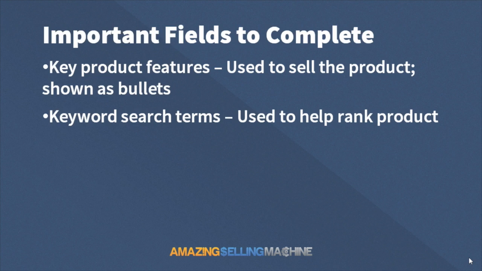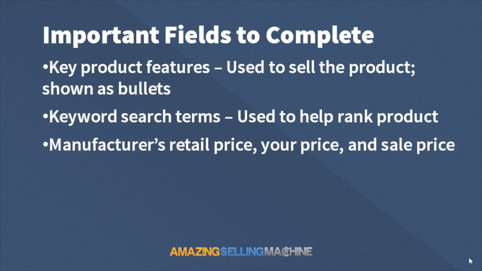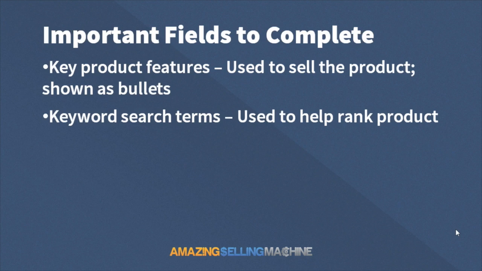Next, we want to make sure we put in key search terms. So the keyword research that we did, you want to make sure that you plug those into where it asks for the keyword search terms. I'm going to show you exactly where that is. And this is going to be used to help rank your product organically in Amazon. Now, of course, there are a lot more factors in the Amazon algorithm that help rank your product, but this will definitely help Amazon determine what your product is about, and you'll want to put those search terms in there to help rank for them.